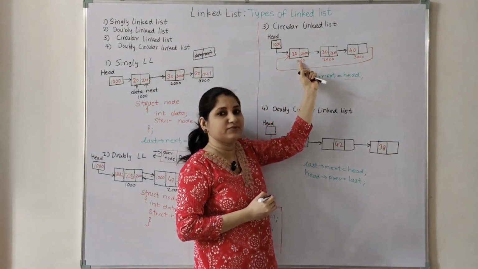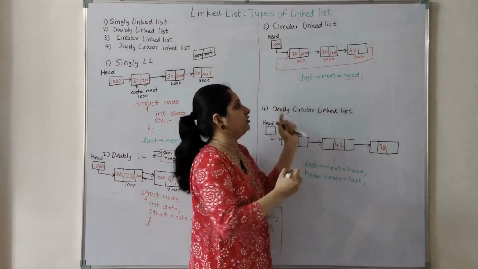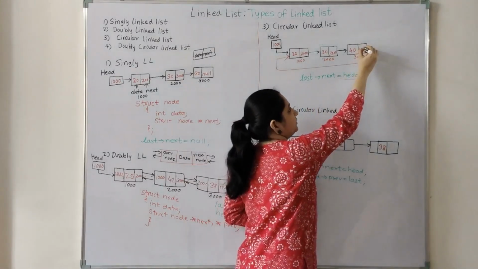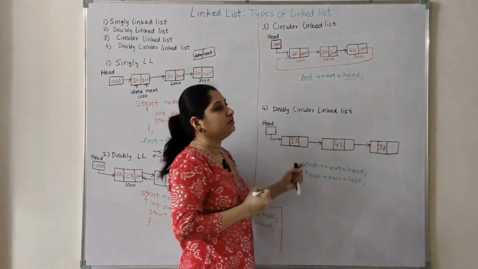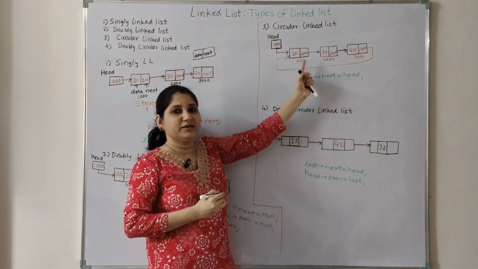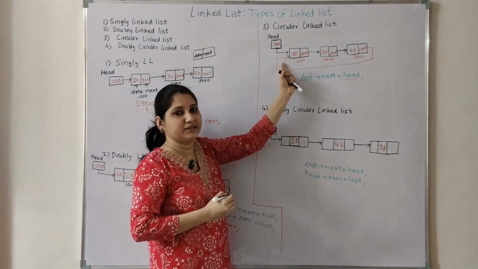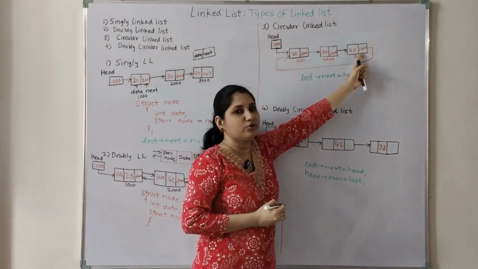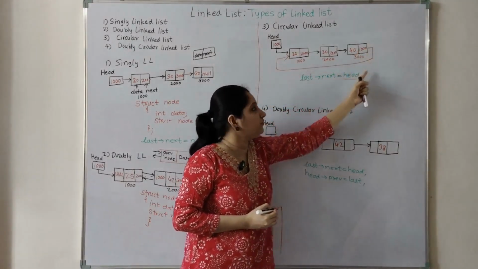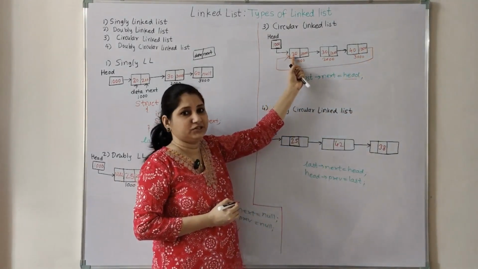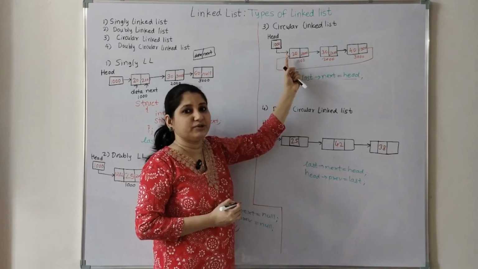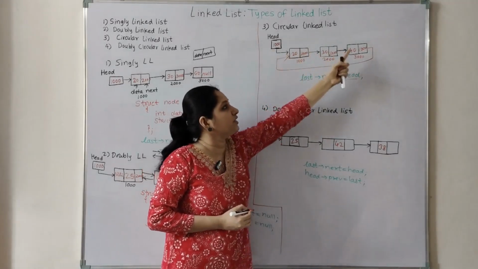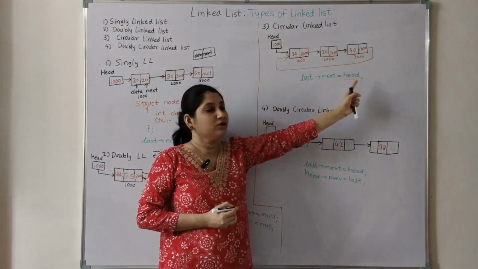And what is the address of our first node? That is 1000. So you have to put that in the last node. That is called our circular linked list. So in case of a circular linked list, our last node will link to the first node of our linked list. That is called a circular linked list. There is a circular connection between all the nodes.